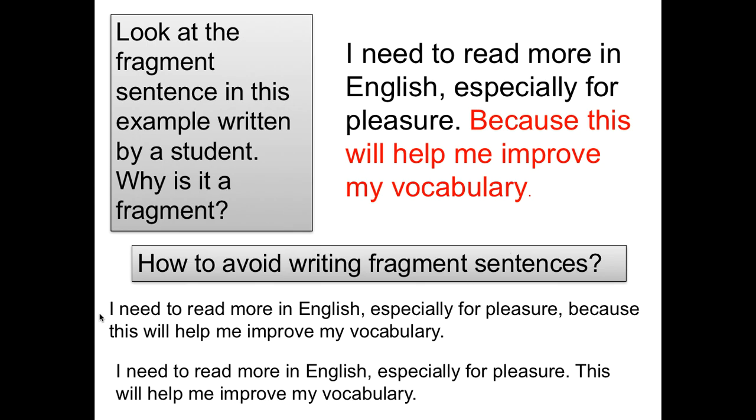The other way you could fix it is simply to chop it up, divide it in two, and write, I need to read more in English, especially for pleasure, full stop. This will help me improve my vocabulary. Then you've got two independent clauses, separate thoughts that are grammatically correct.